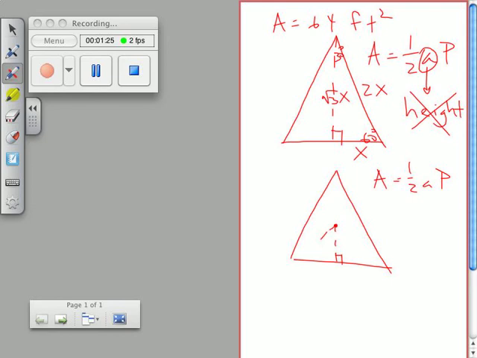And then if I put in the two radii, I create an isosceles triangle, and this central angle is 360 divided by the number of sides that the polygon has, which is 3, which is 120, and the apothem is going to bisect that angle. So this angle here is 60, and this angle here is 30.